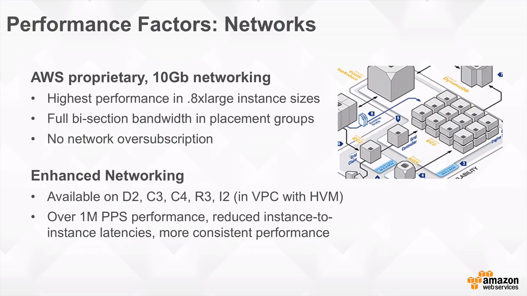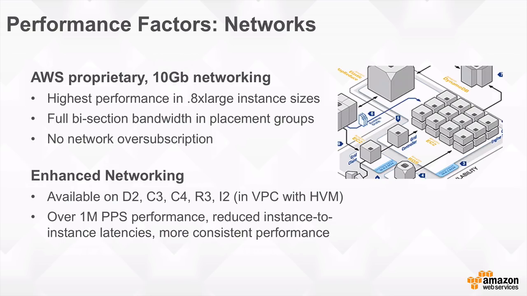This is at its peak, really, when you're looking at the 8XL instance sizes, where we provide something called placement groups. It means these instances can be placed adjacent to each other on the same 10 gigabit network interconnect, providing full bisection 10 gigabit networking bandwidth between instances in a placement group with no network oversubscription, which offers very, very high network performance, as you can probably appreciate.